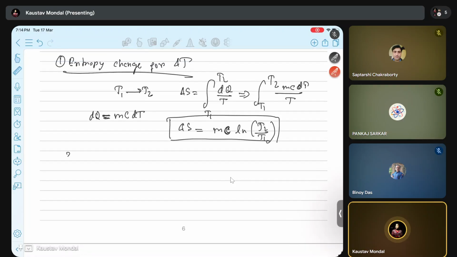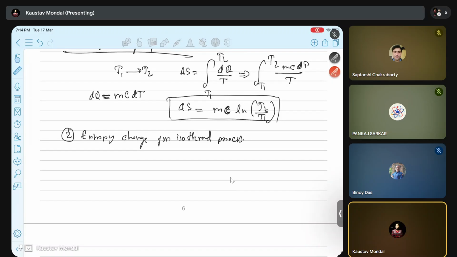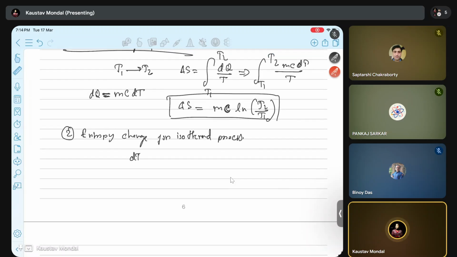Now let's suppose it's an isothermal process. Entropy change for an isothermal process. For an isothermal process we know that dT is equal to 0. So dq is dU plus dW, right? Since dT is 0, dU is also equal to 0. So dq in this case would be dW, that is P dV.